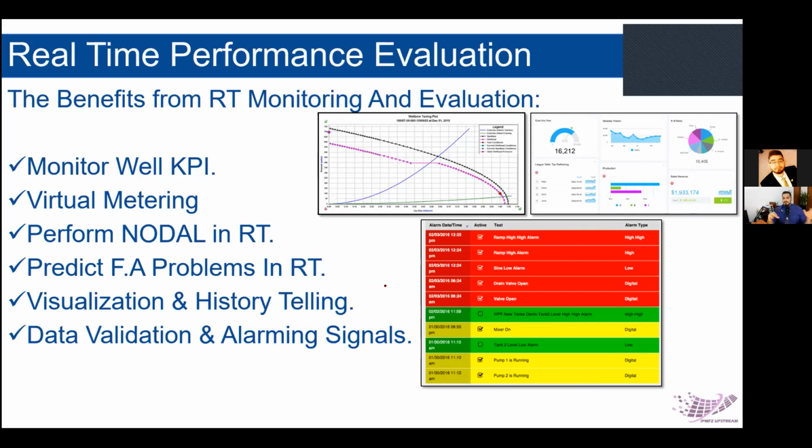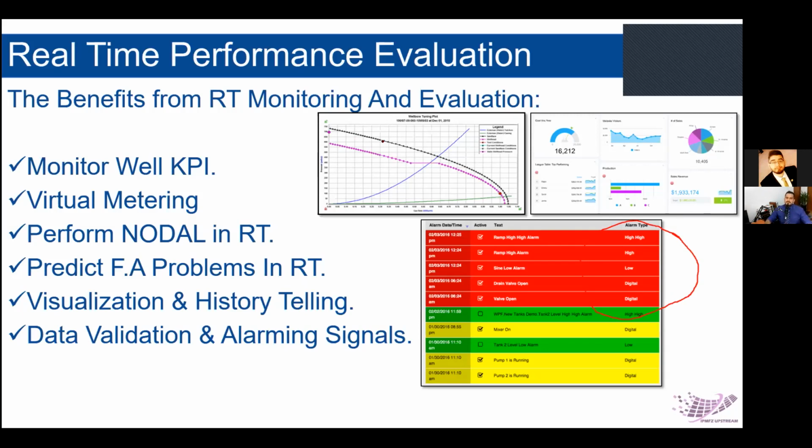For example, if you have a well producing under capability or under potential, you will see these types of red flags. And if you have a well which is producing more than its capability, you will see this green stuff. You will have nice dashboards, nice storytelling, and you will know what's happening inside your field each and every minute.